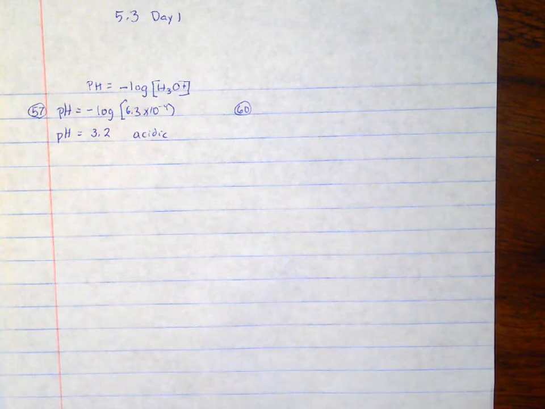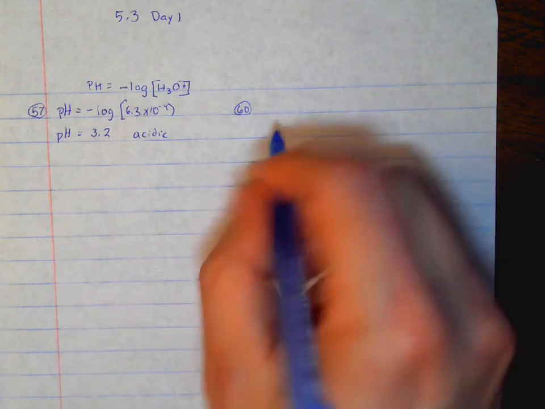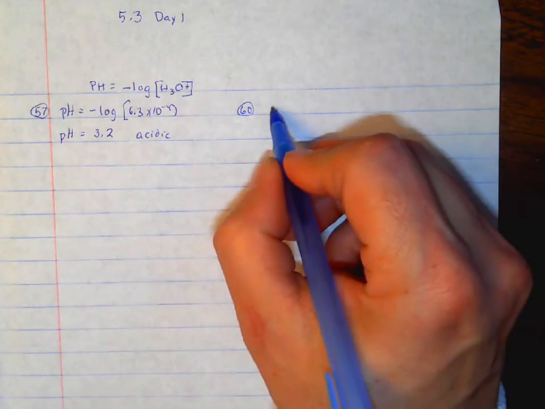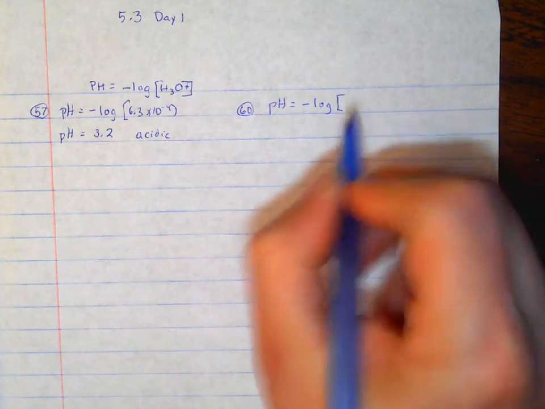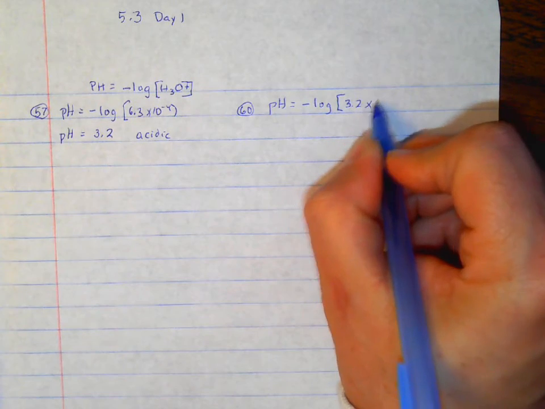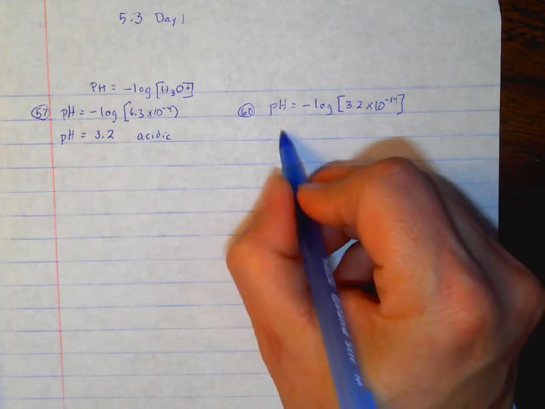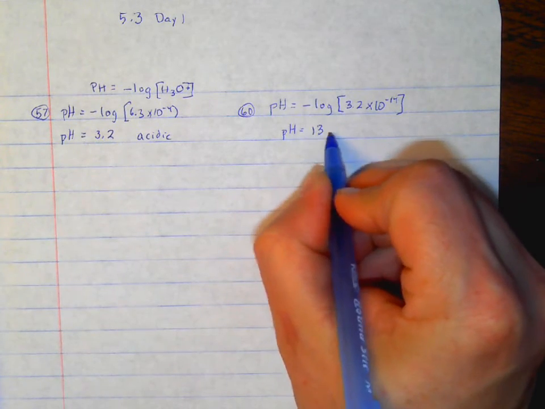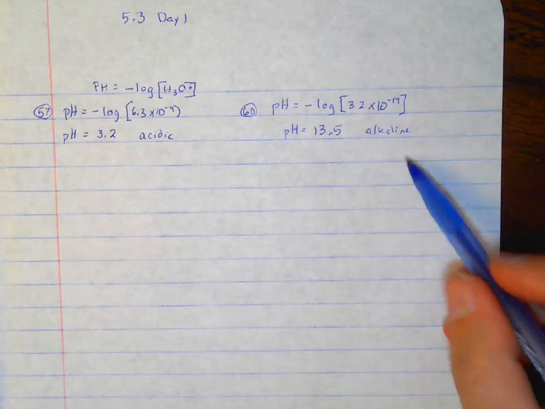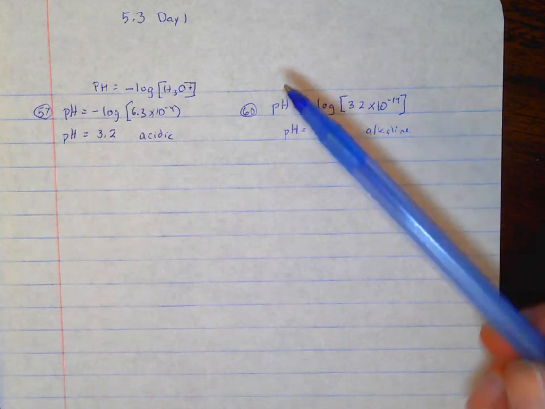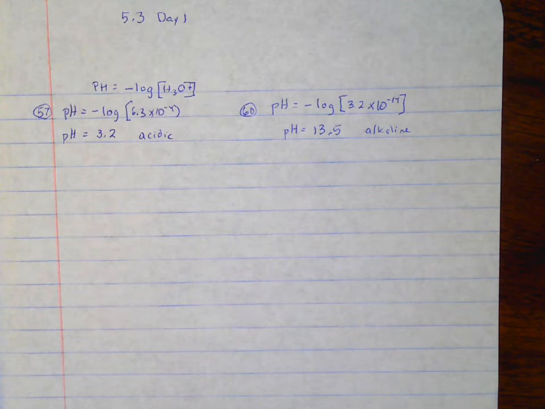Okay, and number 16, lye or sodium hydroxide. You put it on gardens sometimes. Our pH for that would be negative log of 3.2 times 10 to the negative 14. Put this in your calculator, and we have a pH of 13.5, which is alkaline. Okay, a lot of times if the soil in your garden is too acidic, you put lime in there to bring the acid down.